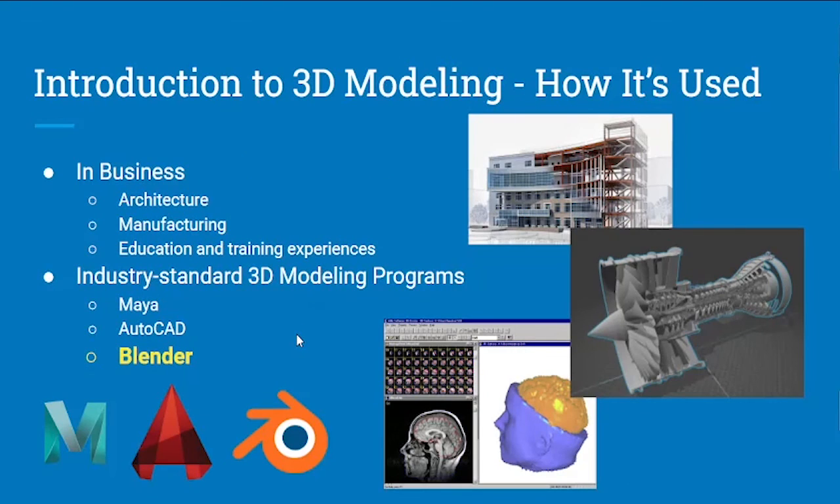So how it's used commercially in business, it can be used in architecture, manufacturing, education, and training experiences, kind of like what you saw with the elk. These are some of the industry standard 3D modeling programs. Blender is the one that we're going to be showing you how to use, but I did want to mention that my uncle actually uses AutoCAD at his production facility in California to create medical equipment. So 3D modeling is really valuable in the business world too.